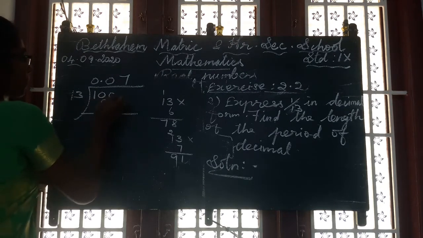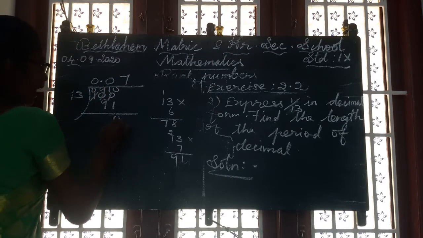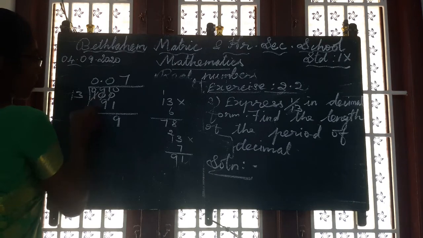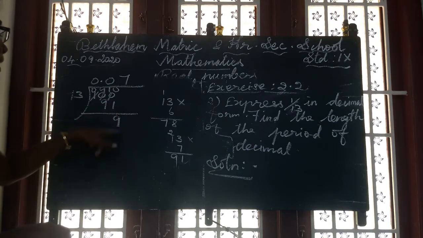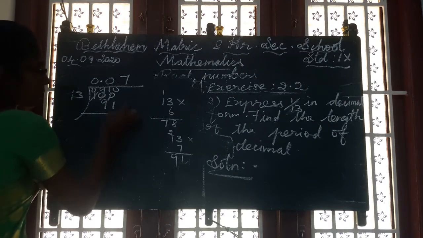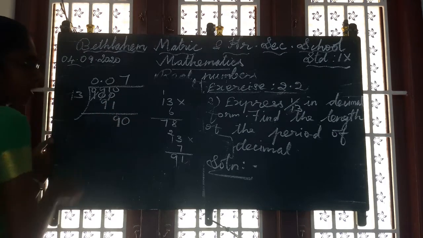So subtract it. Here 9 will be get, here 10 will be get. So 9. Next 9 minus 9, 0 will be get. 9 is the remainder. Next again one more 0. We have no other digits, so we have to include 0 here.